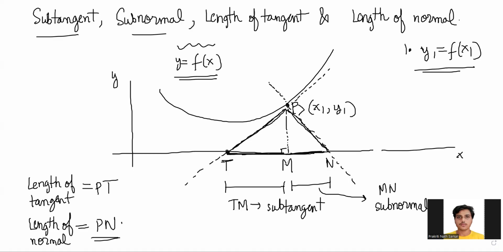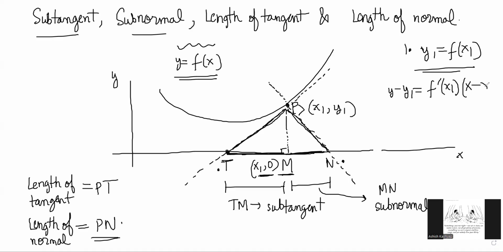Yes, sir. So M point will be what? M point will be x1 comma 0, right? Correct? And we can find the point T and the point N because we know how to write the equation of the tangent at P. The tangent is basically y minus y1 is equal to f dash of x1, x minus x1. This is the equation of the tangent.